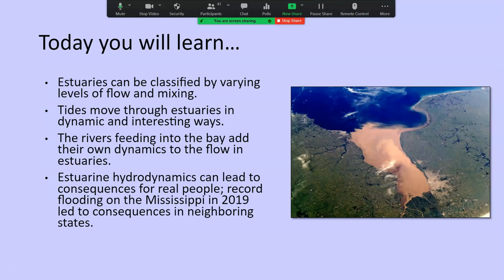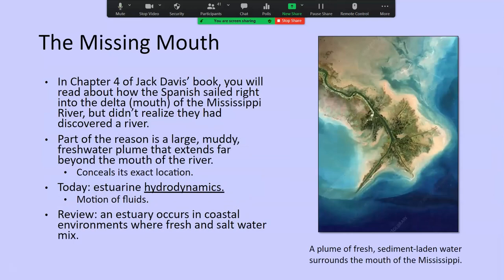We'll talk about that. In Chapter 4, you're going to read about how the Spanish conquerors sailed right into the delta, or the mouth, of the Mississippi River, but didn't even realize they had discovered a river. Part of the reason they didn't realize this is because there's a large, muddy freshwater plume that extends far beyond the mouth of the river.